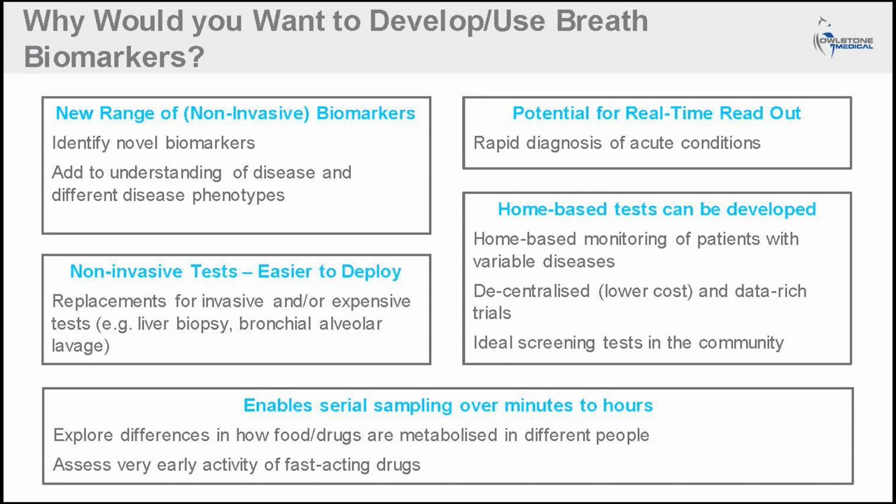And then finally, one of the really nice things about breath is that because it's non-invasive, because it's very easy to take, it doesn't take very long, you can actually enable serial sampling over something like minutes to hours as well. So this is something that's very relevant in our liver disease program, as Giuseppe will talk about. But this allows you, for example, to use breath samples to explore how different foods or drugs are being metabolized in different people, or maybe to assess the very early activity of rapid-acting drugs.